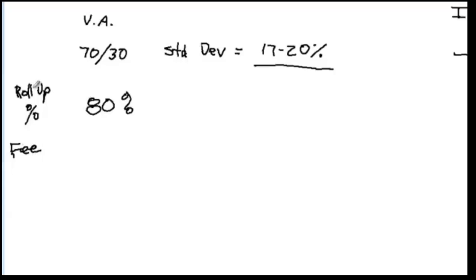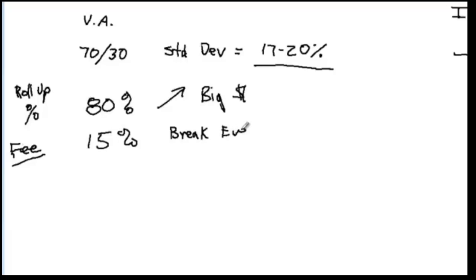So when you have the roll-up and you're charging your fee, 80% of the time you're making big money, right? Because of how you price this, you're charging the fee, and the markets are generally working in your favor. 15% of the time you are breaking even, meaning the benefit you're offering versus the fee that you're charging for it.